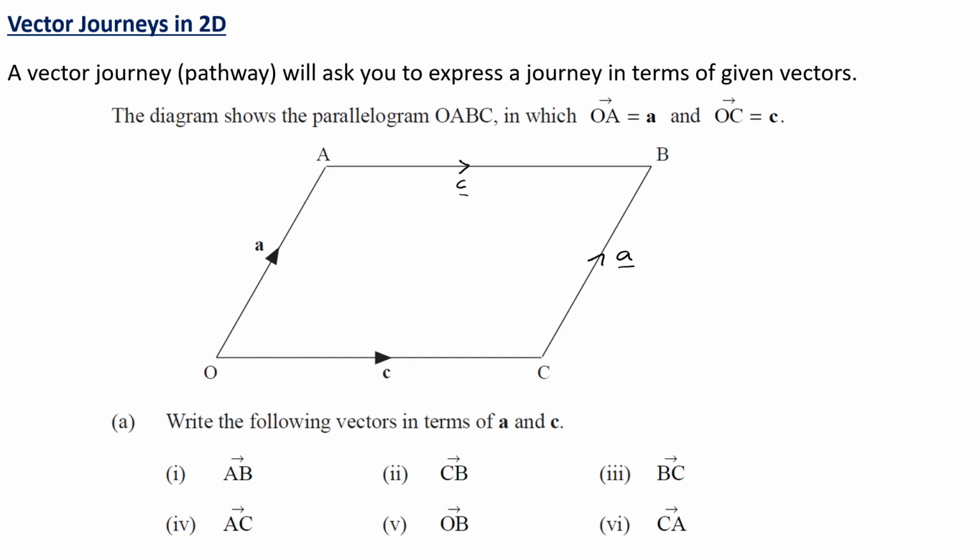Write the following vectors in terms of A and C. So we want to work out, how do I get from A to B? What's the name of the road connecting A to B? So I go from A to B, and I can see that that road is named by the vector C.